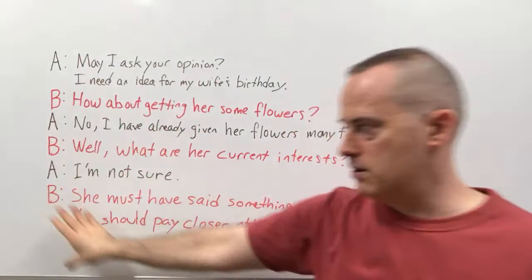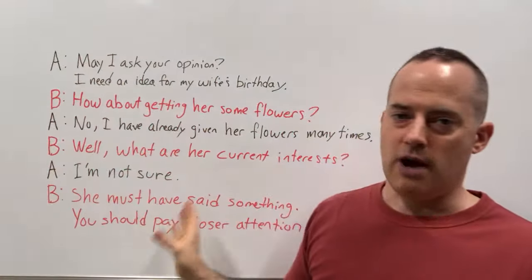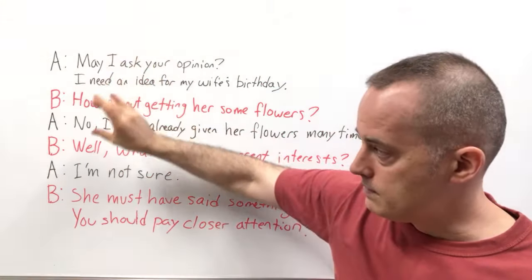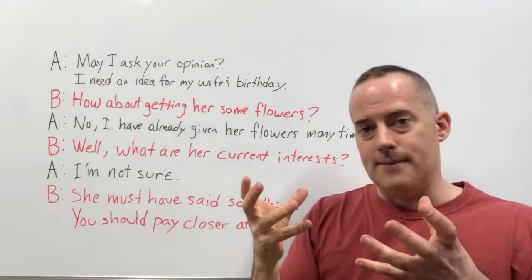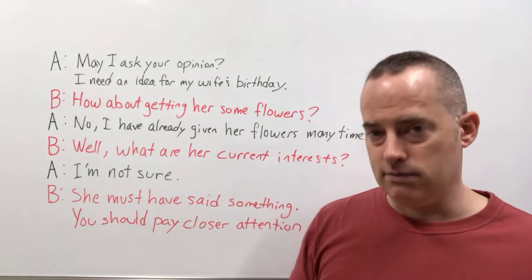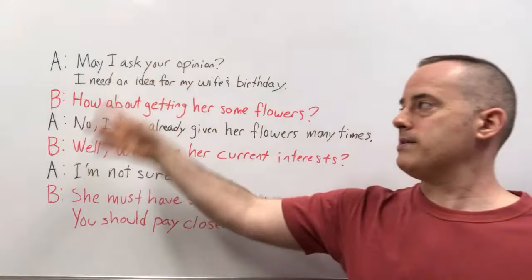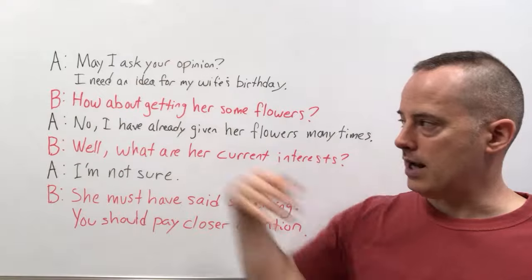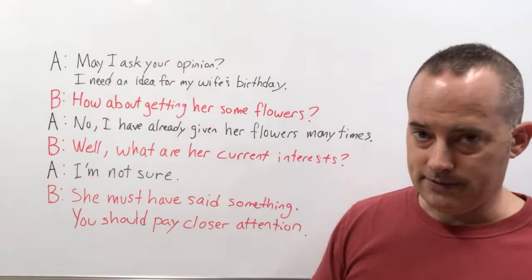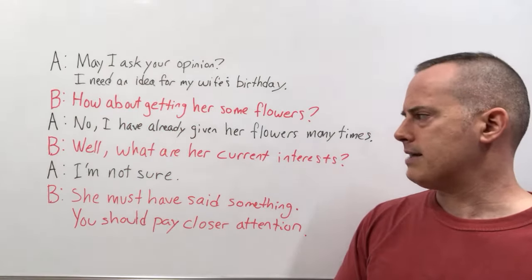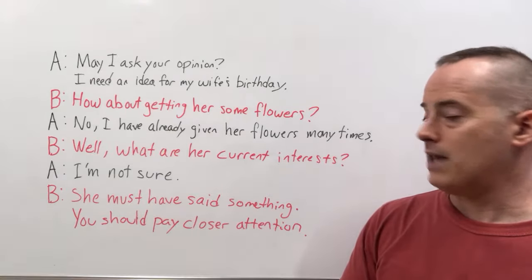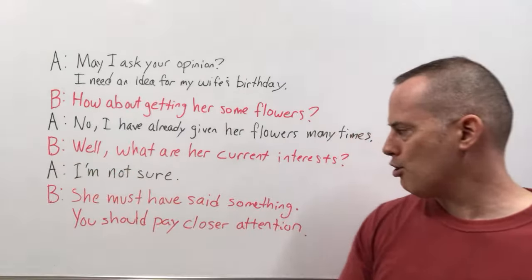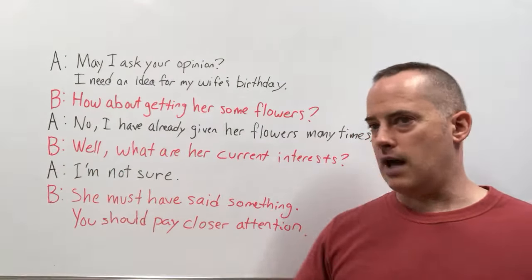Remember, we have the general situation of trying to figure out a present for somebody's wife. But then each one of these little sentences is an idea, and we could express that in different ways. All right. So my friend says, may I ask your opinion? I need an idea for my wife's birthday. And I say, how about getting her some flowers? No, he says, I have already given her flowers many times. And I say, well, what are her current interests? And he says, I'm not sure.